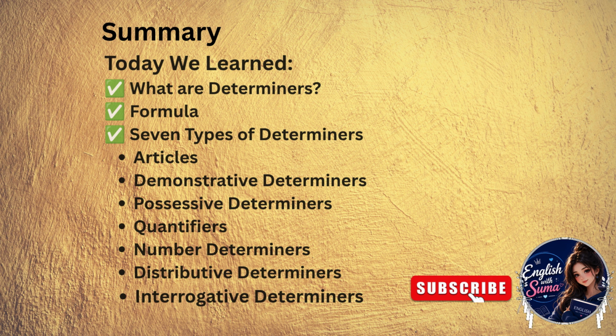Determiners come before nouns and give us more information about them. We learned the 7 main types of determiners along with their definitions and examples.